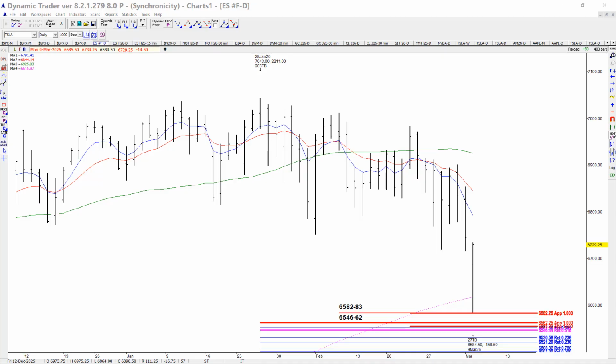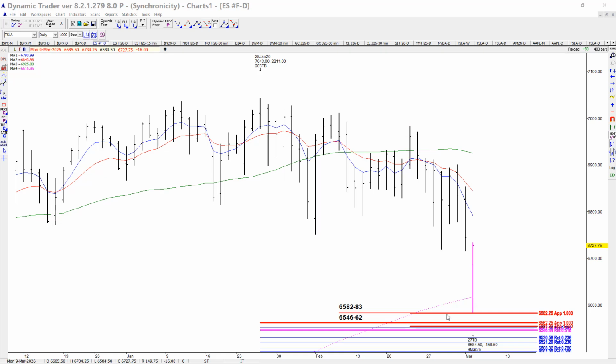Hello everyone, it is Monday, March 9th, 2026, and this is a video about Cash SPX futures. This is a continuous chart because the back data is not reliable on ES Daily right now, so this is the continuous chart so that I could see more levels.